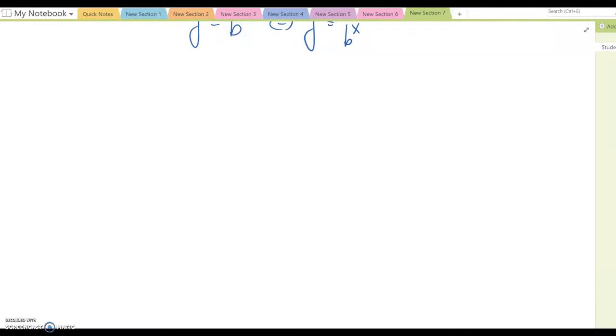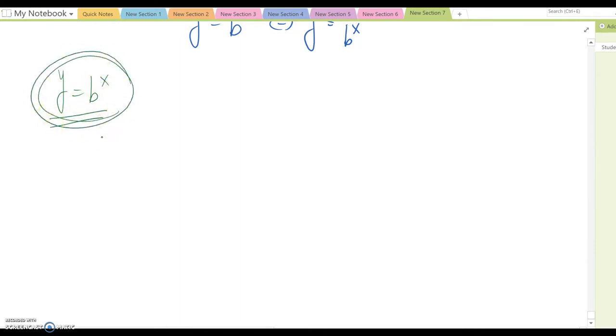Then let's talk about more detail of the exponential function. As we discussed before, y equal to b to the x is the general equation of the exponential function. Let's make some example. Let's say y equal to 2 to the x power.